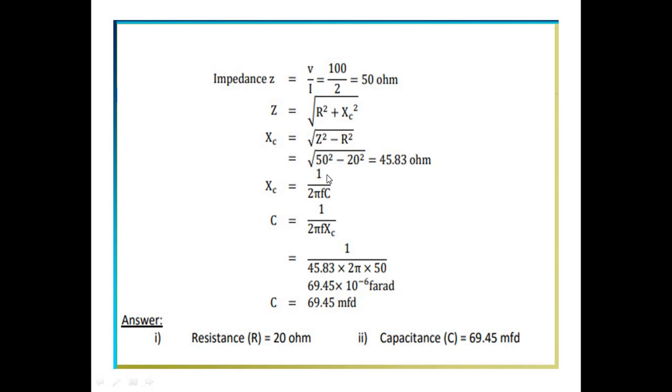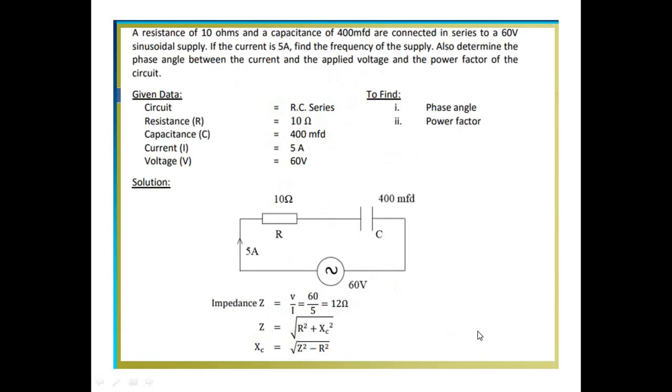Here we already found the impedance and resistance value, and XC is equal to 1 by 2 pi fC. C is equal to 1 by 2 pi f XC, where f means frequency. XC, that means capacitive reactance, is 45.83, and capacitance is equal to 69.45. So resistance value is 20 ohm, and capacitance value is 69.45 microfarad.